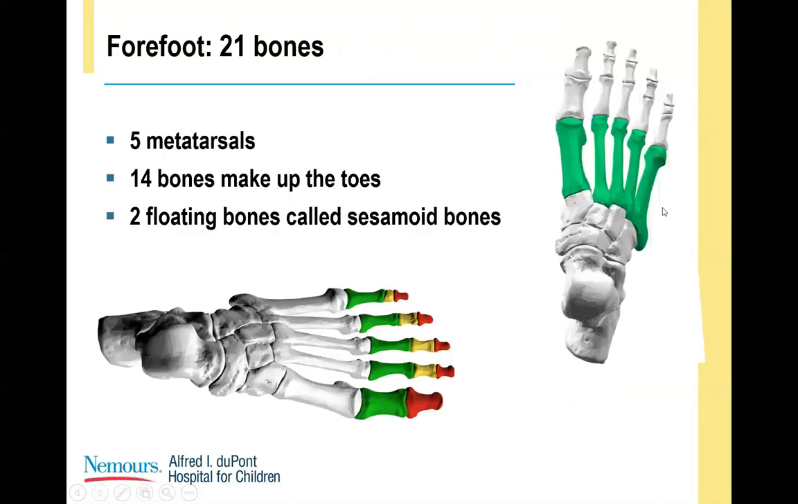And then the forefoot has 21 bones. The metatarsals, there's 5 of them. And then there's the bones of the toes, and there's 14 of those. The big toe only has 2, everybody else has 3. And then there's 2 floating bones called sesamoid bones that are under your big toe.